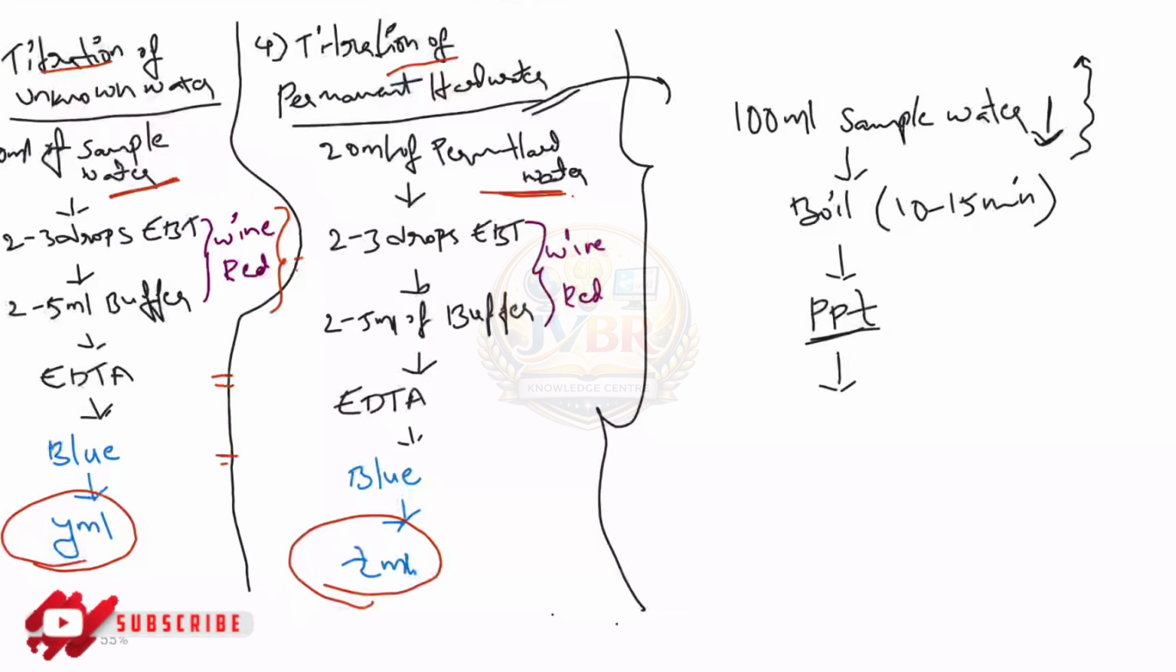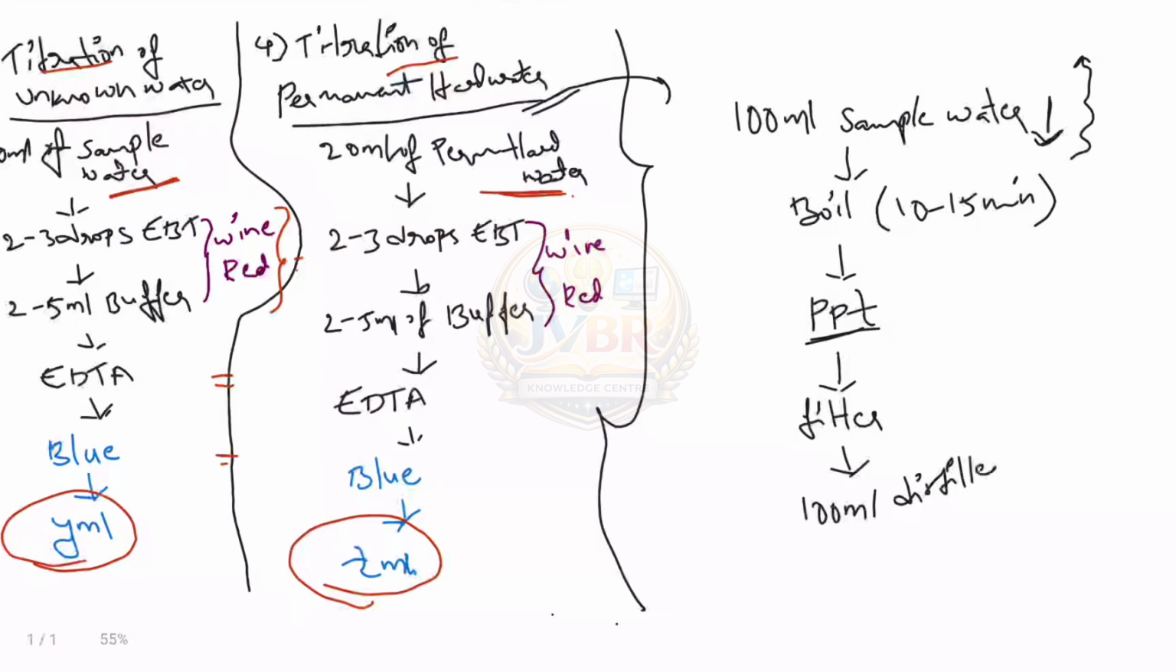Then filter out this precipitate from the water. Now make up to 100 ml with the addition of distilled water. Now this water is called permanent hard water. From this 100 ml, take 20 ml of permanent hard water.